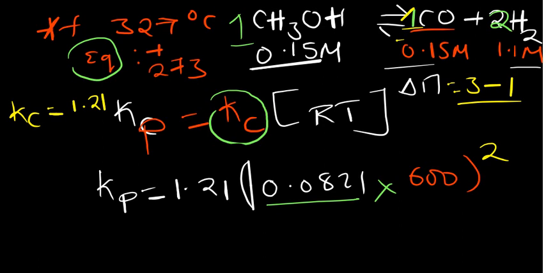Okay. So there are no questions. So the value of Kp, I'm getting 2936.1. Any questions?